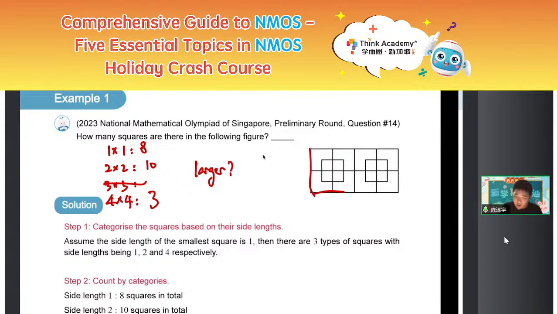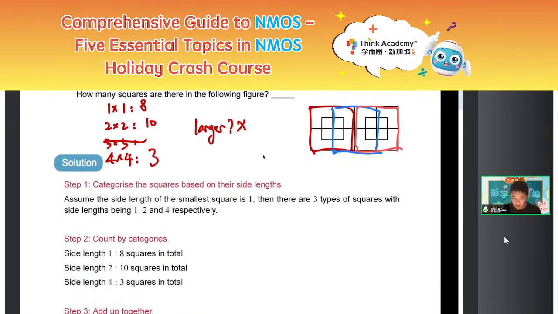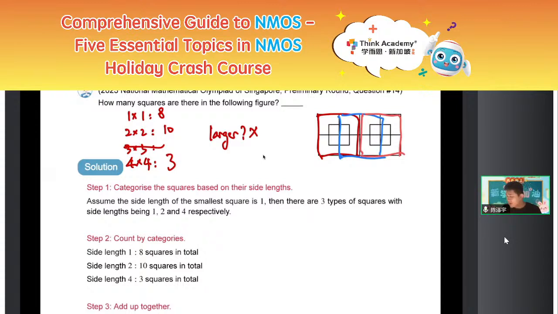Oh, here are the 3, in case you didn't see all of them. I used 3 different colors to show them. So here are the 3 4 times 4s, and we don't have larger ones. So let's just stop here. And hence, in total it will be 8 plus 10 plus 3. That'll be 21. So as long as you do the classification correctly, it will not be that bad.